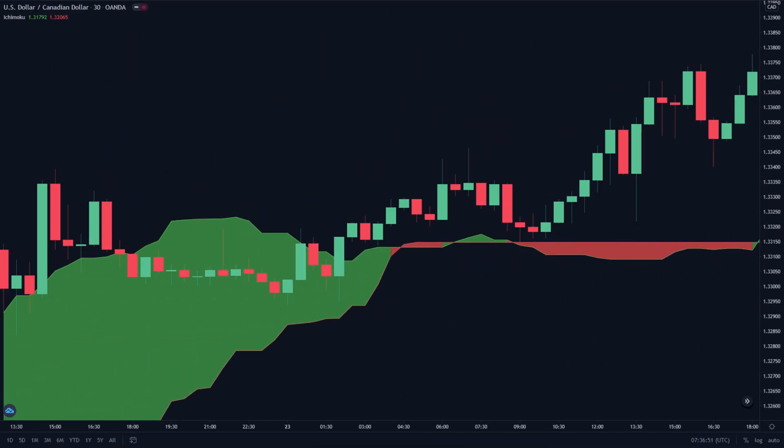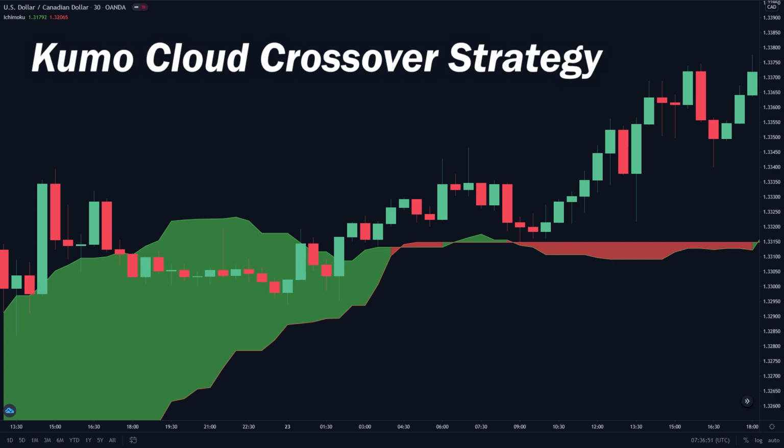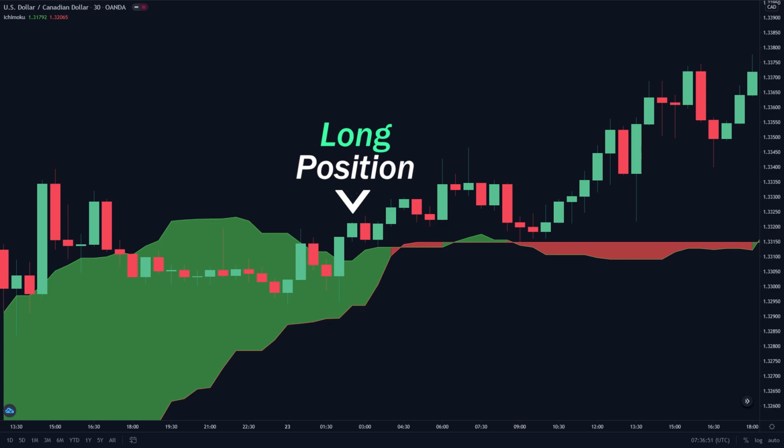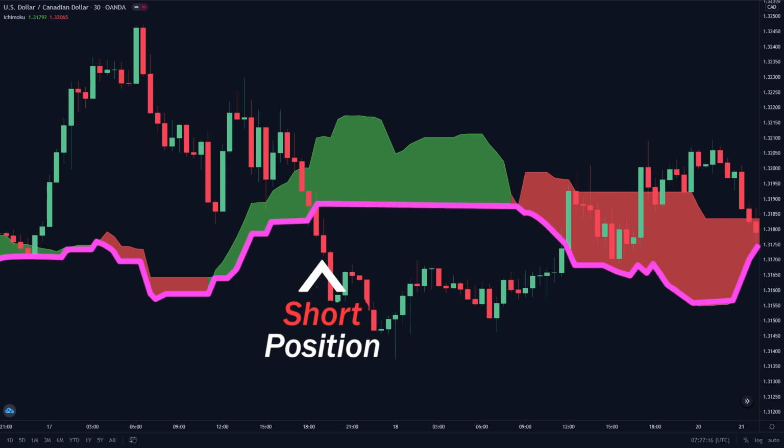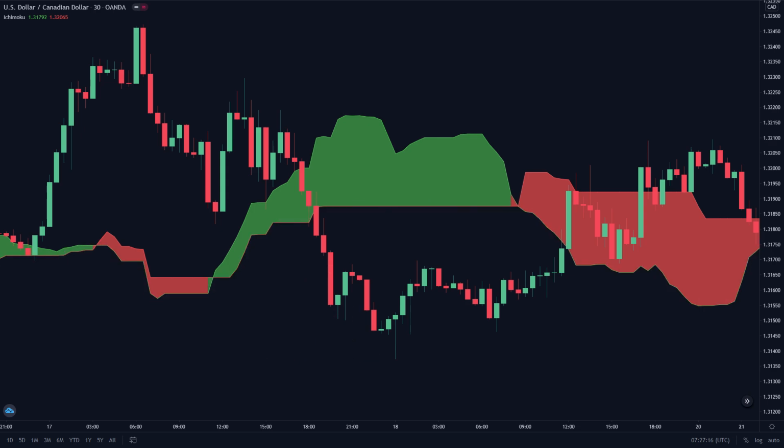The next strategy is called the Kumo cloud crossover. So in this strategy, you simply take long positions if the price crosses above the clouds, and you take short positions if the price crosses below the clouds. The Kumo cloud can also be combined with other indicators, and it can act as a baseline to see the overall trend direction.